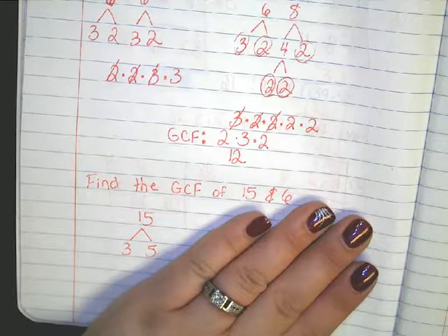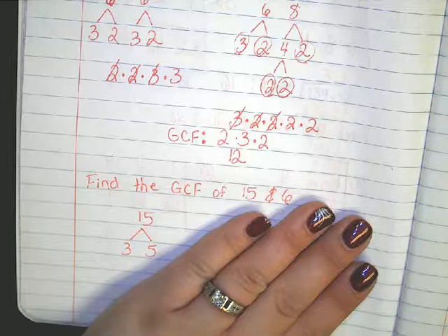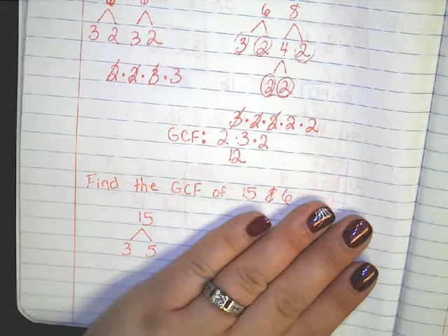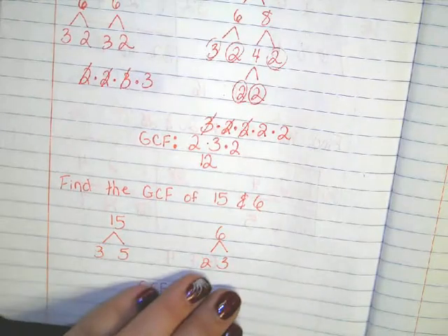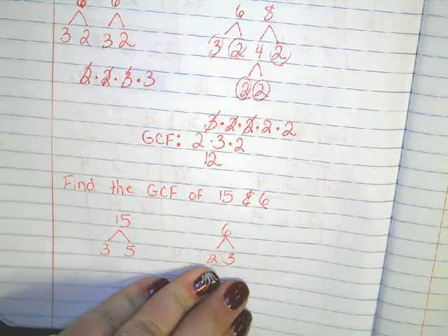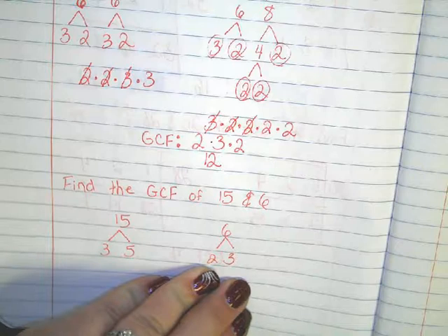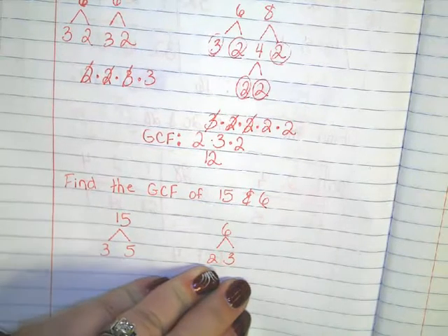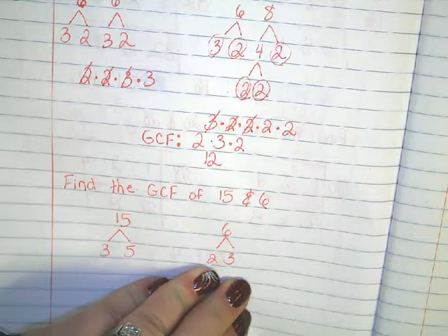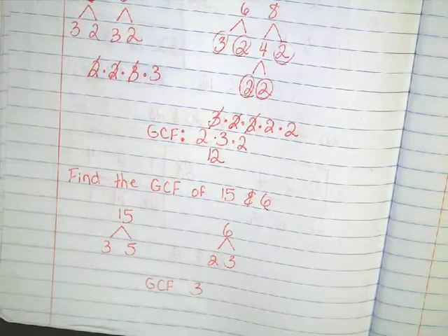What's my tree look like for 6? 3 and 2. You're figuring out what numbers multiply together to get 6. So now, what is my GCF? What do I have in common between them? A 3. So what is my GCF? 3. Do not multiply those. I had some people earlier trying to multiply those together. Okay?